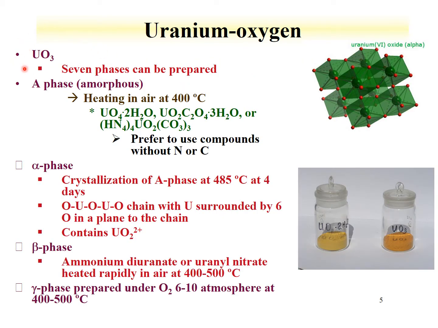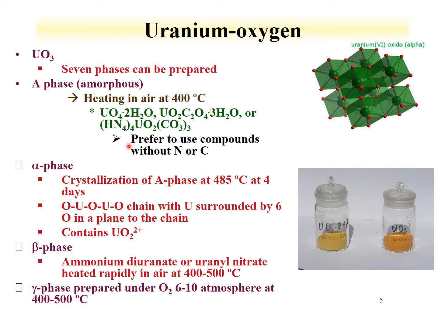UO3, so uranium-6, can be prepared. There's 7 phases that can be prepared. There's not only listed with the Greek alpha, beta, gamma, but there's also an amorphous phase. If you heat in air at 400 degrees, so lower temperature, remember U3O8 can be made at 800 degrees, UO3 at this lower temperature. So we see that if we take a uranium compound, we can produce UO3 at 400 degrees. If we heat it at 800 degrees, we would turn this into U3O8.